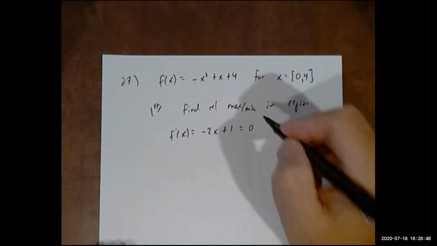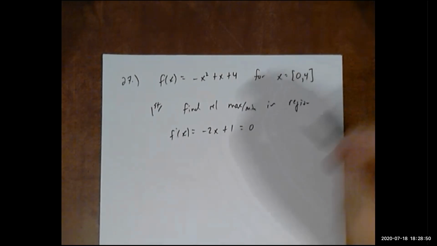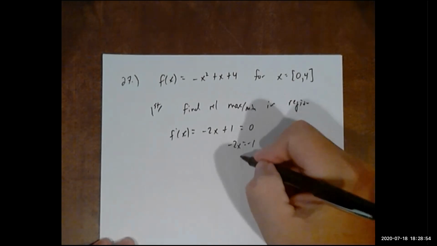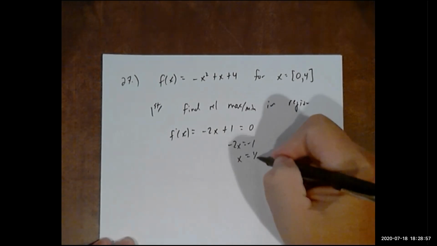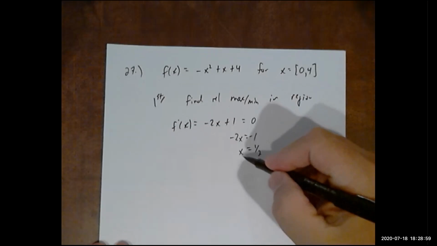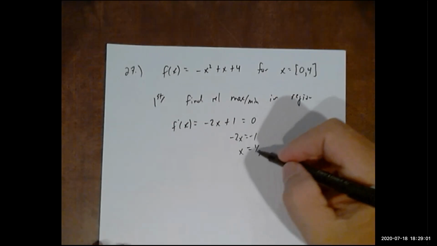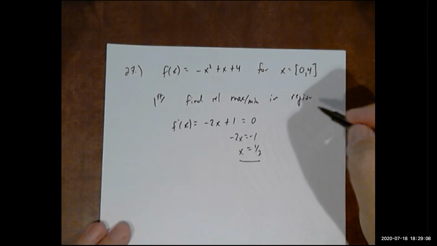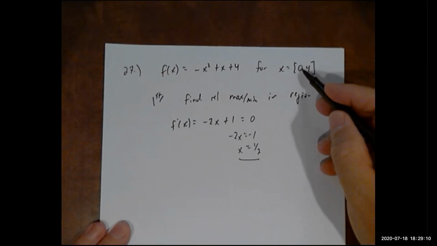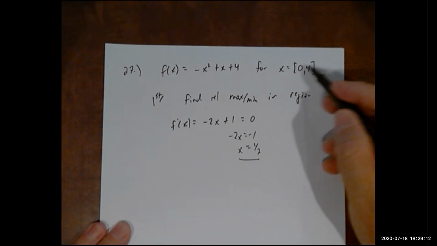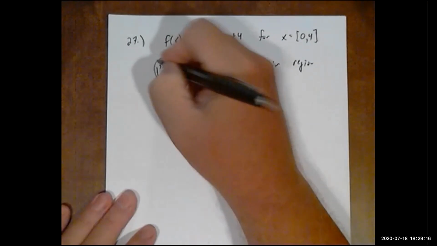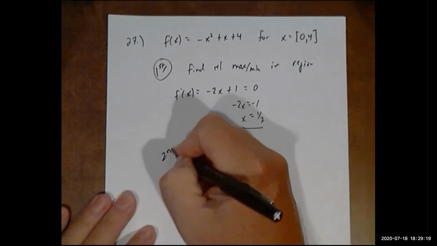How do we find maxes and mins? You set the first derivative equal to 0 and you solve it. So you'd have negative 2x equals negative 1, x equals 1/2. Now be careful, because this is possibly a max or a min, but you have to make sure your value of x is within the region, within your range, and it is. I'm looking from 0 to 4, it's 1/2. So that's the first step.